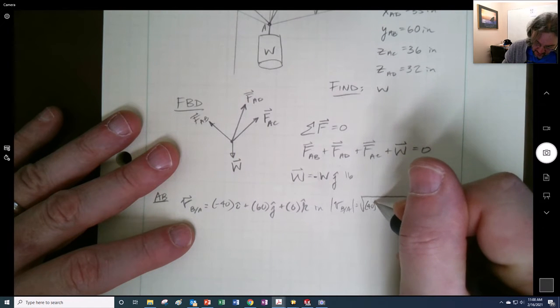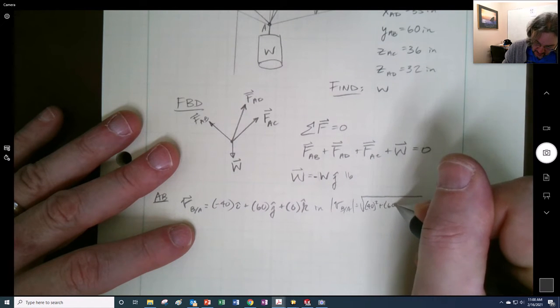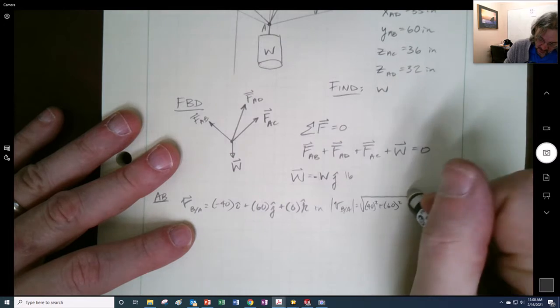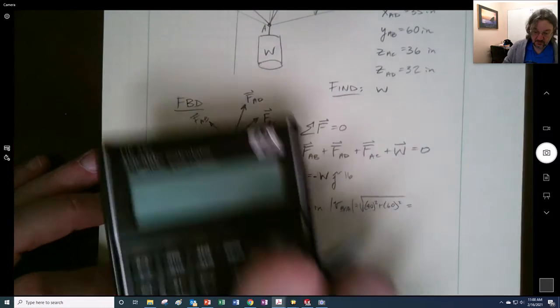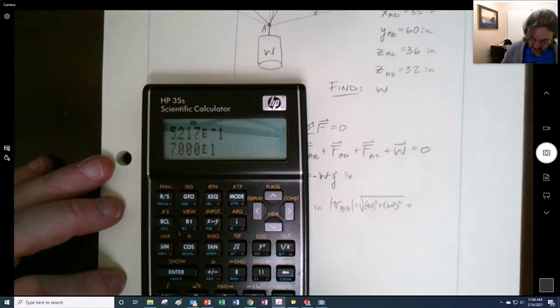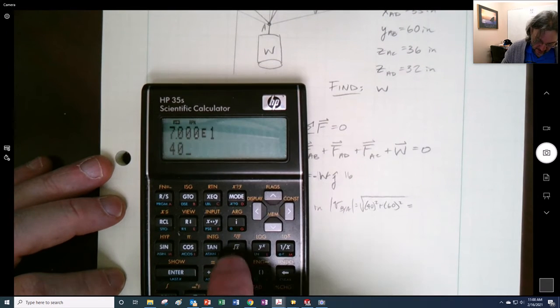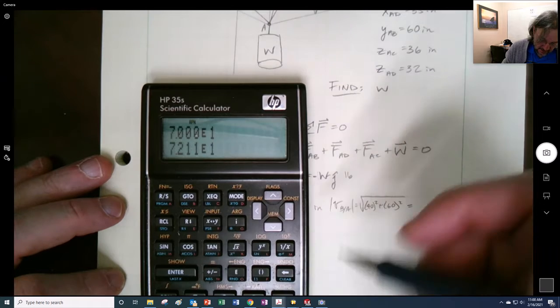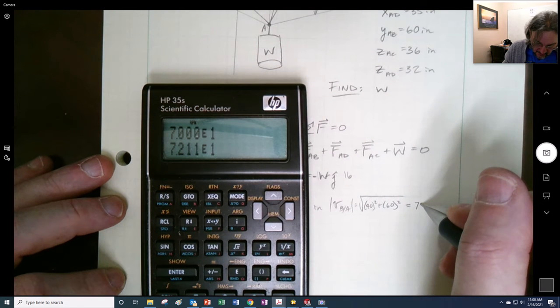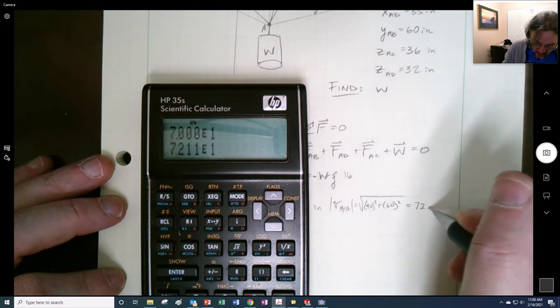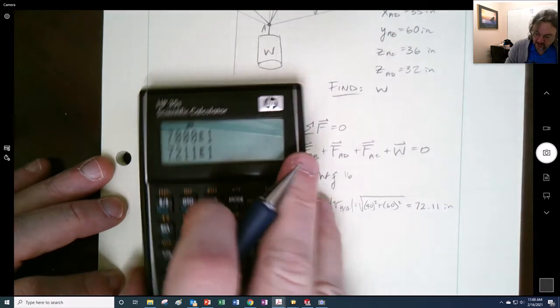And while we're here, let's figure out what this is. I'm going to leave off the minus sign. Use the handy dandy Hewlett Packard calculator. Maybe I'll convert one of you one of these days to see how few strokes I took right there. Maybe you're not going to be convinced. 72.11 inches. Okay.